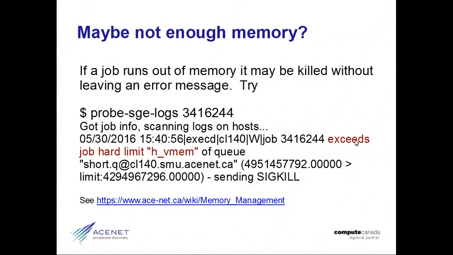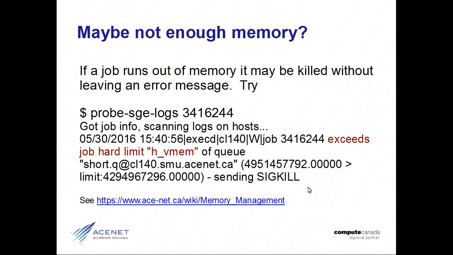The key phrase is "exceeds job hard limit h_vmem". And that tells you that what you should do is try submitting it with a larger h_vmem, add a gigabyte maybe, or consult with us via support@ace-net.ca if you want some advice over what you ought to do. But the simple thing there is just use a larger h_vmem, see what happens the next time.